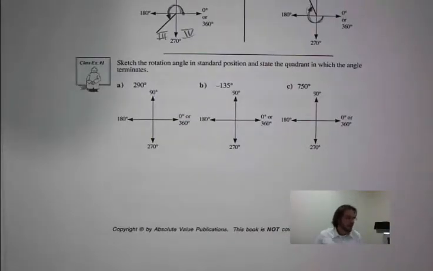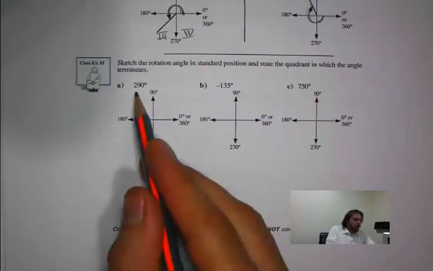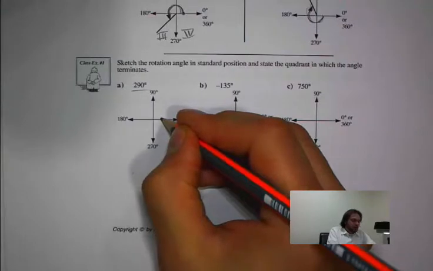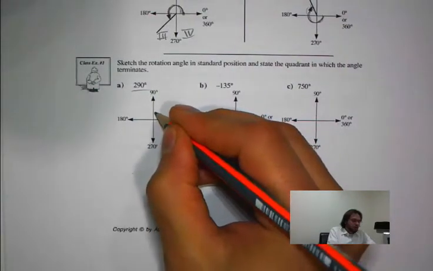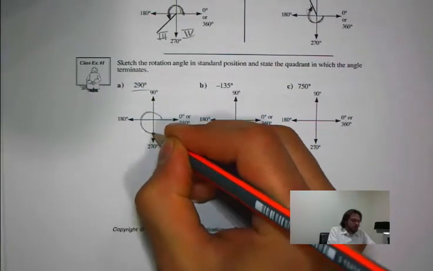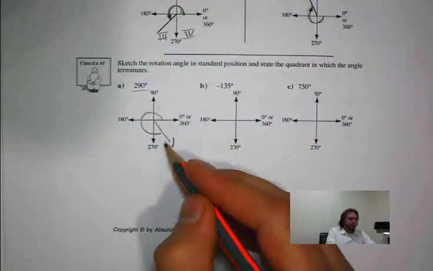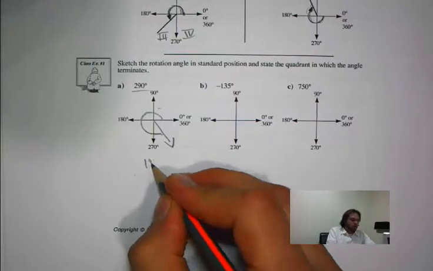It says, sketch the angles and state the quadrant in which the angle terminates. Terminates means which quadrant does it end in. So we want the angle 290. That's positive, so I'm going to start here and go all the way around. Well, 270, and then a little bit more is 290. So it's going to go right here, and it's in quadrant 4.